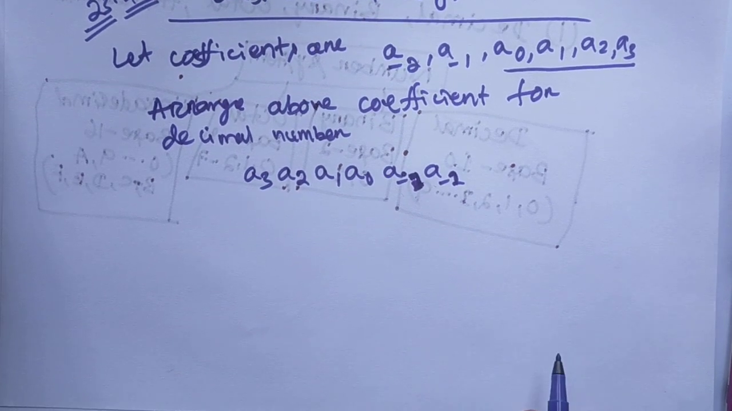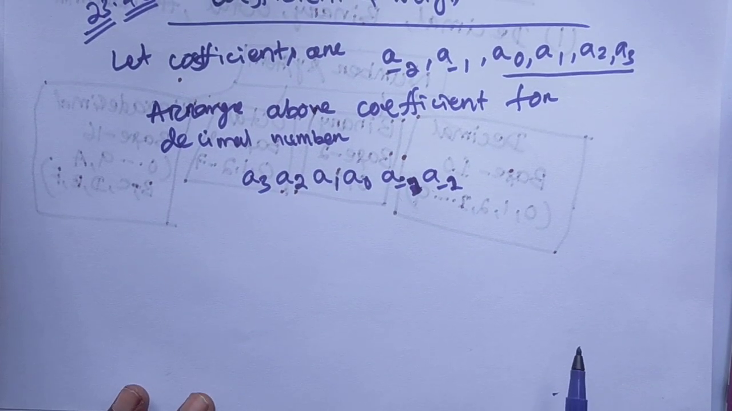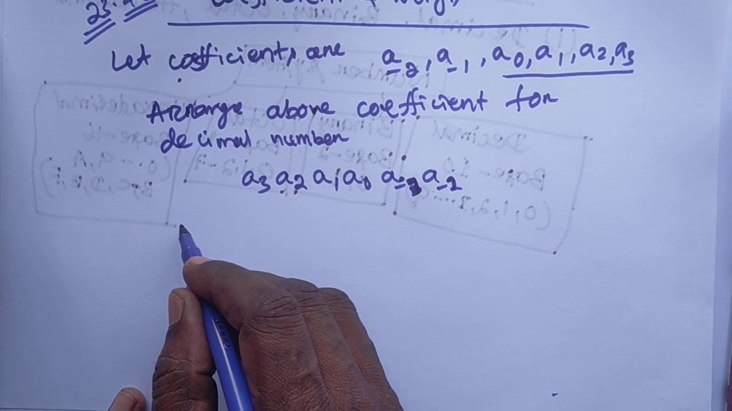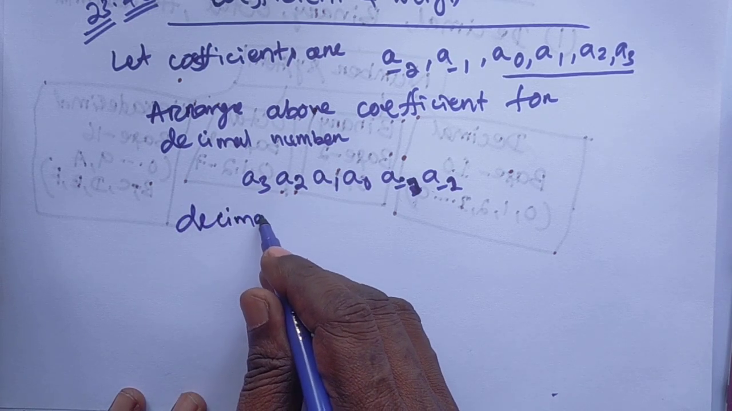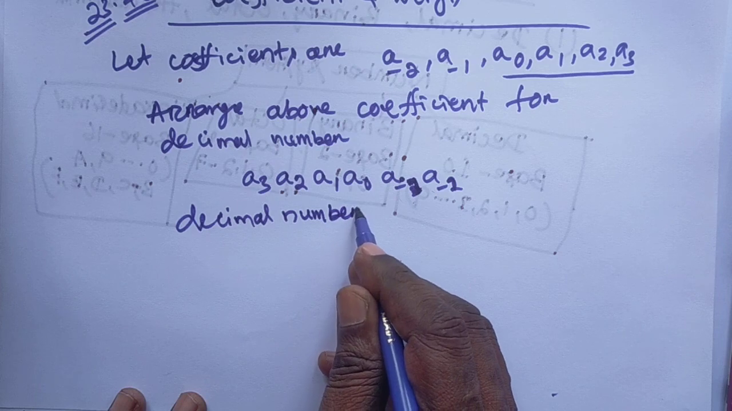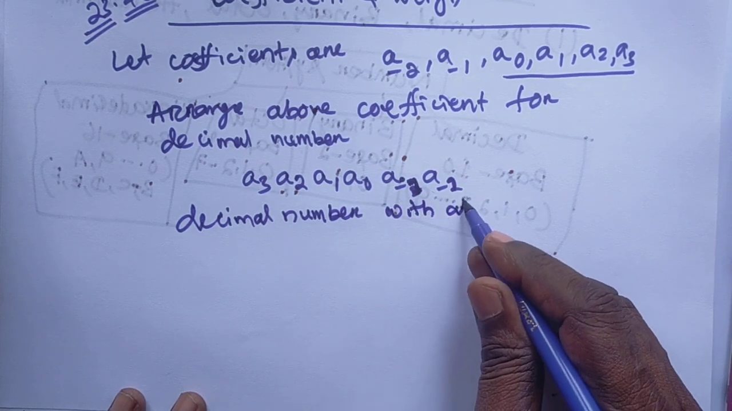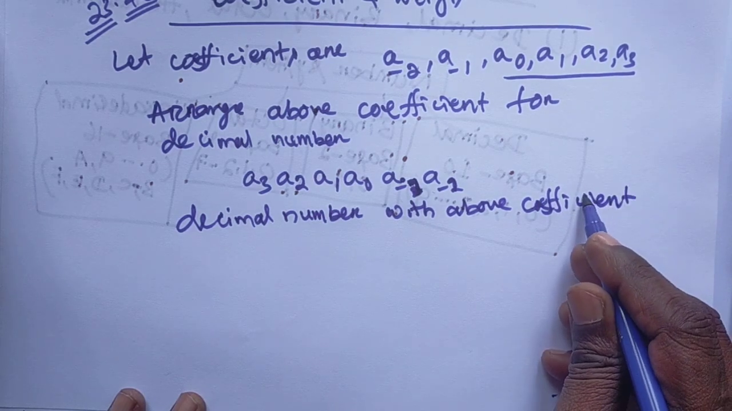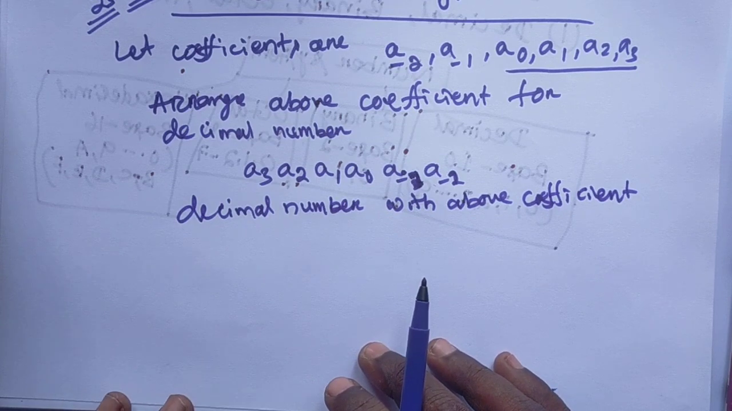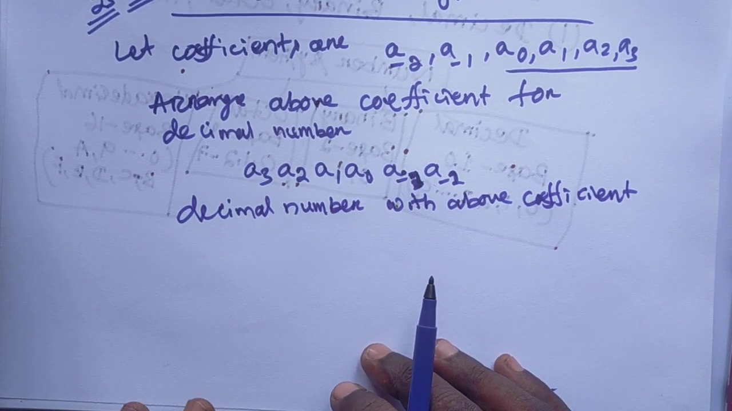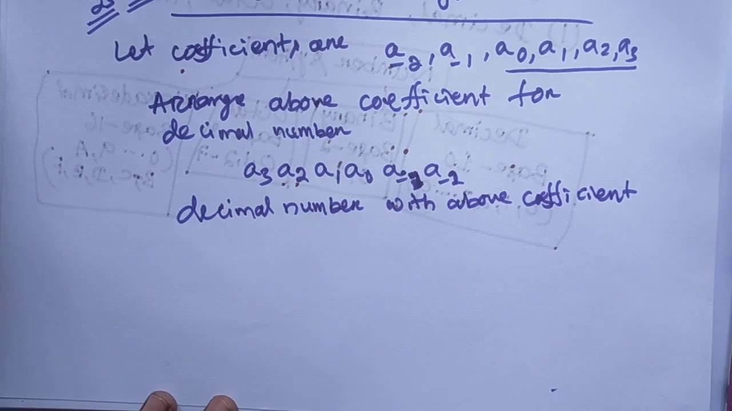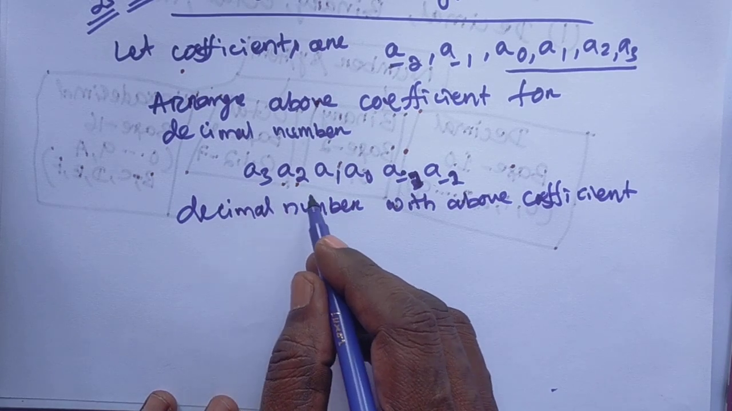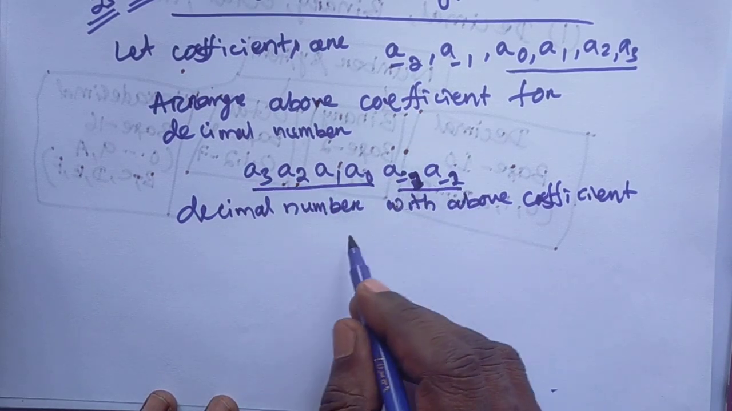If we write a decimal number with the corresponding coefficients above, then how to define it? Understand how to define: having base 10, a decimal number definitely has base 10. So, you see, this part is the integer part and this part is our decimal part.